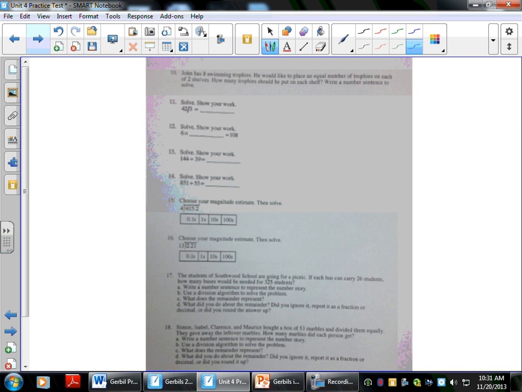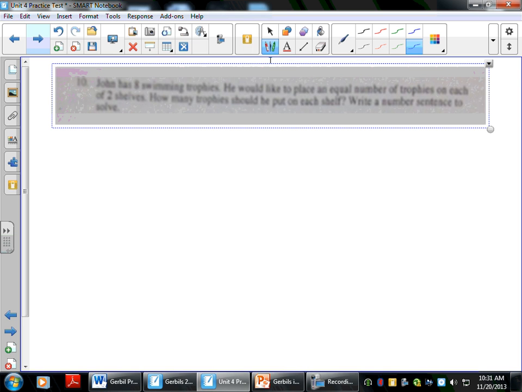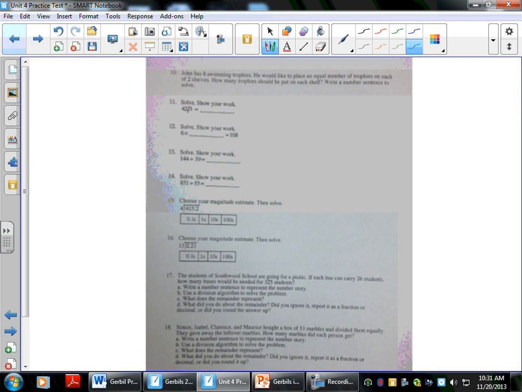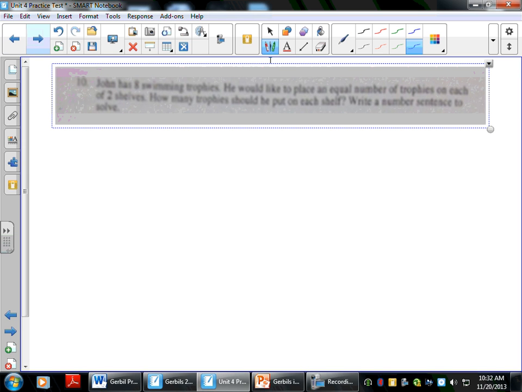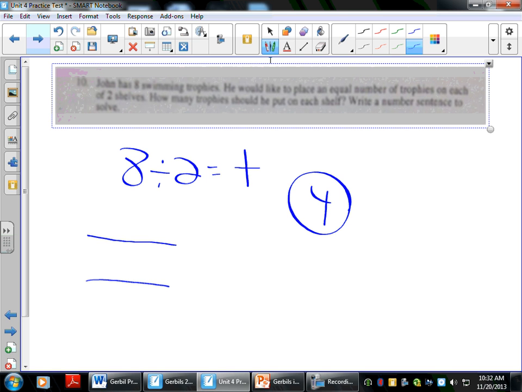Here's the second page. John has 8 swimming trophies. He would like to place an equal number of trophies on each of the 2 shelves. How many trophies should he put on each shelf? Write a number sentence to solve. So he has 8 trophies. He has 2 shelves. He wants to know how many trophies he can put on there. That's what the problem is asking. 8 divided by 2, kids, is an easy problem. 4. So if he has 2 shelves, he's going to have 4 trophies on each shelf.